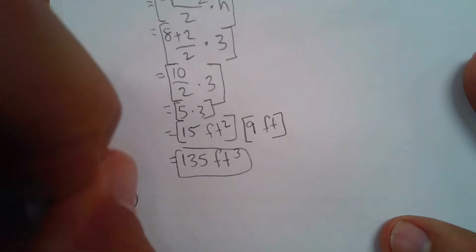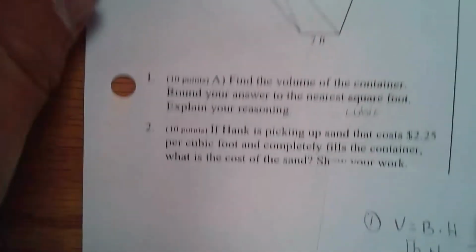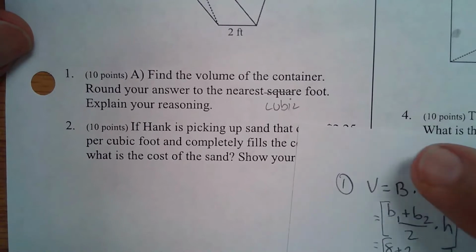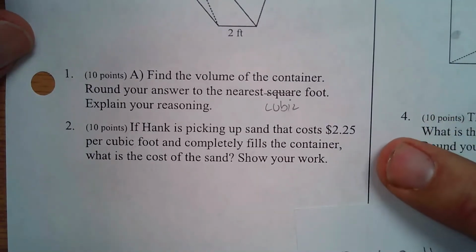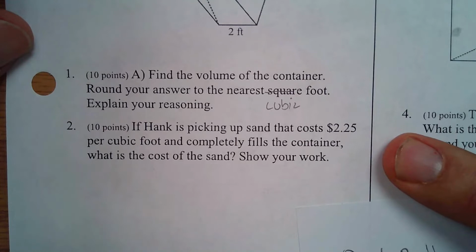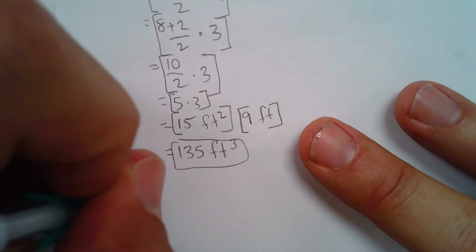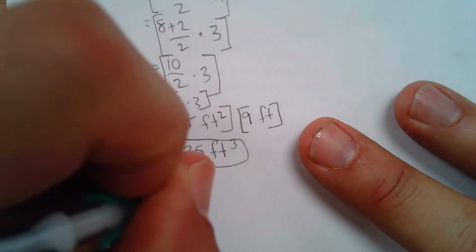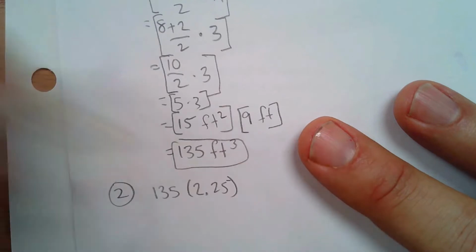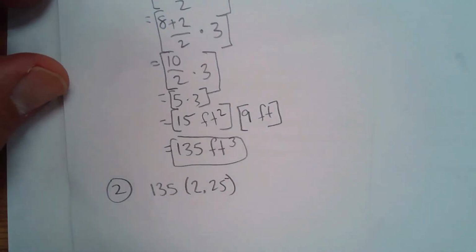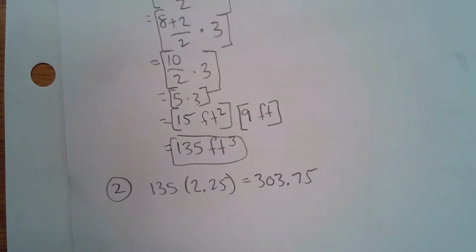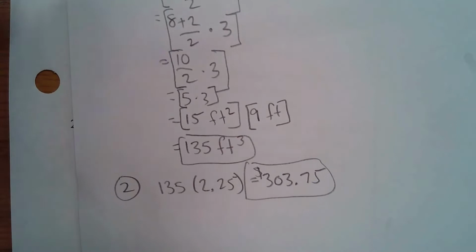Number 2. If Hank is picking up sand that costs $2.25 per cubic foot and completely fills it, how much will the sand cost? So it's 135 times $2.25. That should be $303.75. You just multiply these two numbers. That's dollars. Okay, there's 1 and 2.